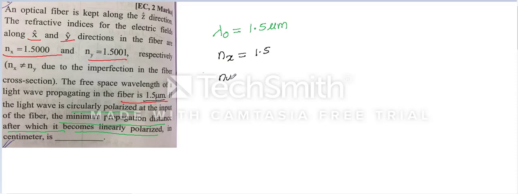The refractive index along x direction is given as 1.5. Along the y direction it is given as 1.5001. So that means refractive indices along x and y directions are not the same. So this type of medium is an anisotropic medium and a non-homogeneous medium. The refractive index of any medium is given as the square root of epsilon r. So if the refractive index is different, epsilon r is different, so that means medium parameters are different.